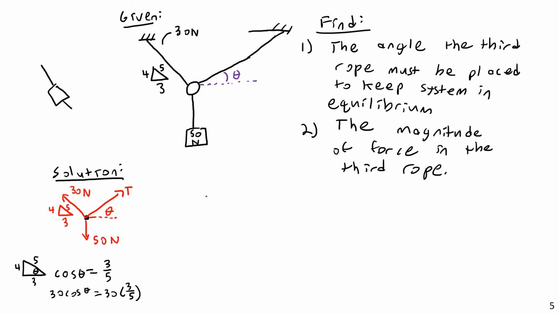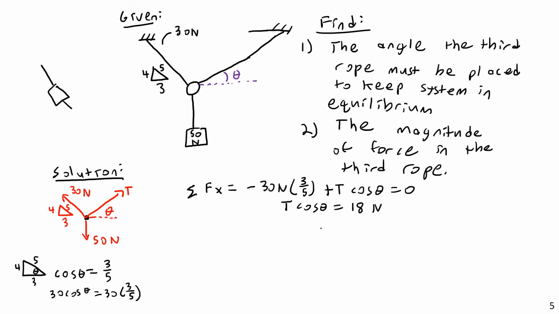So let's go ahead and apply this. The sum of forces in the x direction is equal to negative 30 newtons times, not the cosine of theta, but times 3 over 5, plus T times the cosine of theta, and this is equal to 0. So in other words, T cosine theta is equal to 30 divided by 5 is 6, times 3 is 18. 18 newtons. So T cosine theta is 18 newtons.